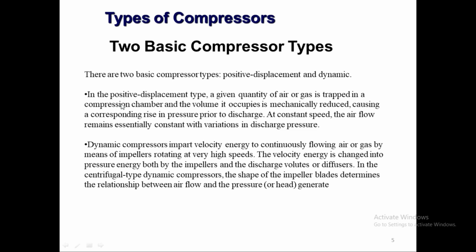So there are two things here in the dynamic type of compressor. There is a blade or a vane that is continuously rotating, and that's the one which is imparting kinetic energy on the fluid, on the vapor or on the gas. And then there is a volute or a diffuser. The shape of the volute or diffuser is such that it will convert that kinetic energy imparted by the blade or the vane to pressure. It will convert that dynamic kinetic energy to pressure.